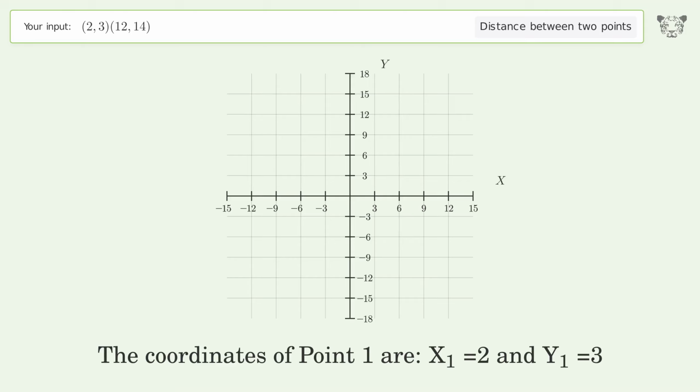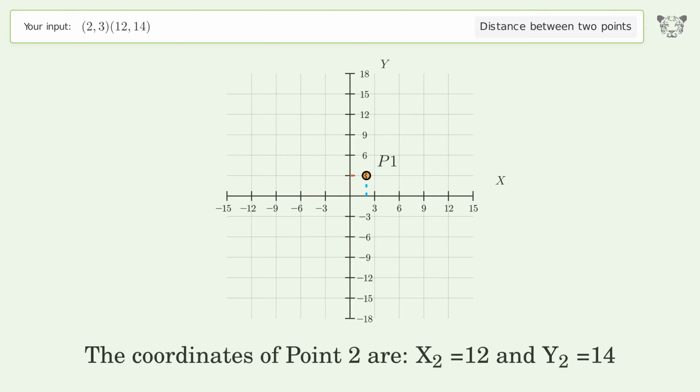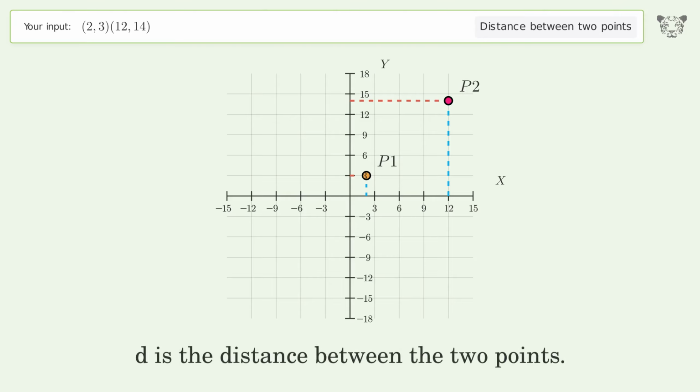The coordinates of point 1 are x1 equals 2 and y1 equals 3. The coordinates of point 2 are x2 equals 12 and y2 equals 14. D is the distance between the 2 points.